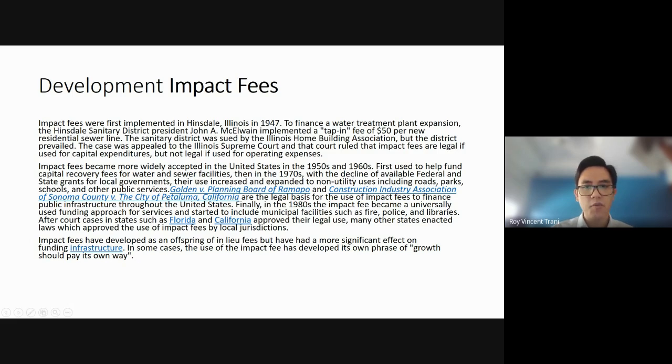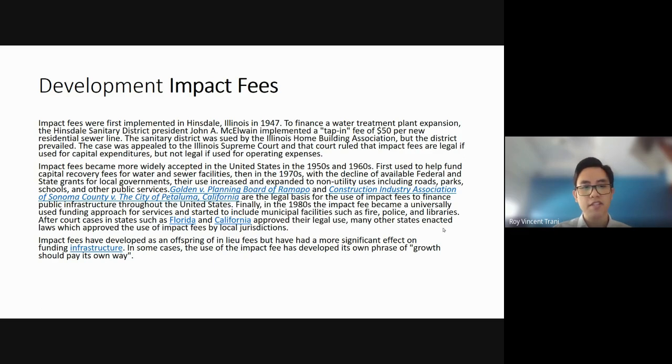Let's see, one example case here of Golden. I think this is the company Golden versus the Planning Board of Ramapo, Construction Industry Association of Sonoma County versus the City of Petaluma, California, are the legal basis for the use of impact fees to finance public infrastructure throughout the United States. Finally, in the 1980s, the impact fee became a universally used funding approach for services and started to include municipal facilities such as fire stations, police stations, and libraries.